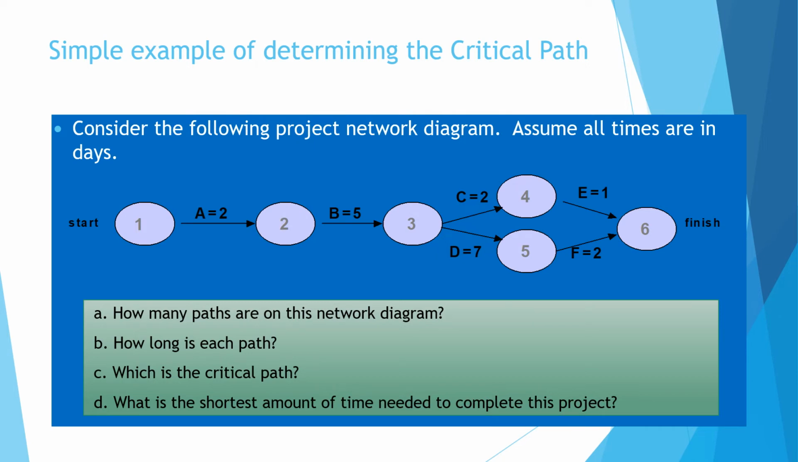They are mentioned in days, so the first path is 10 days and the second path is 16 days. Which is the critical path? We already mentioned that the longest path will be considered the critical path. So the critical path is 16 days, that is 1, 2, 3, 5 and 6. And the shortest amount of time needed to complete the project is 10 days.